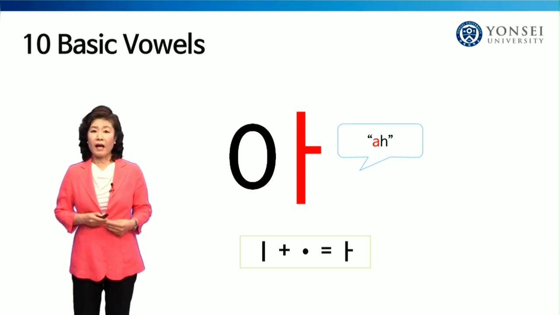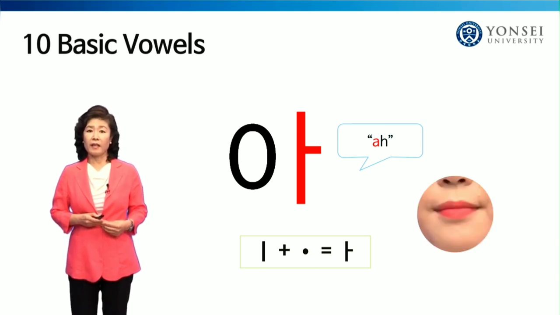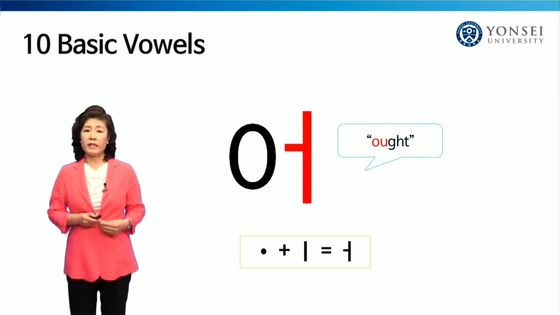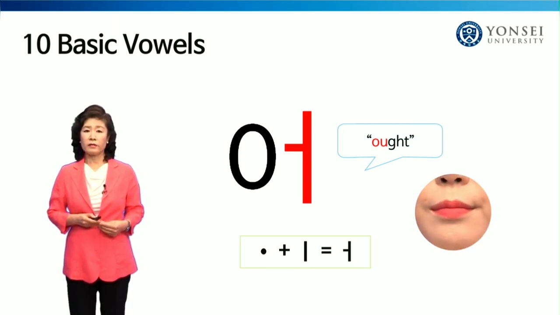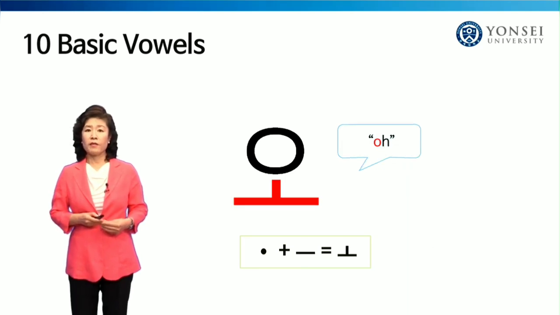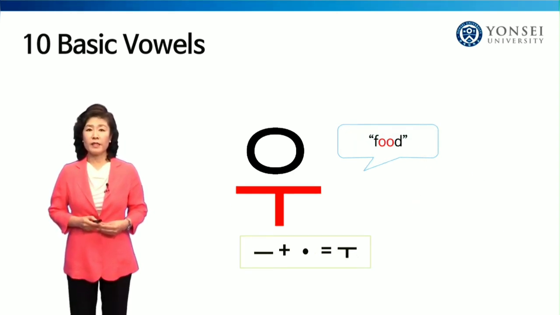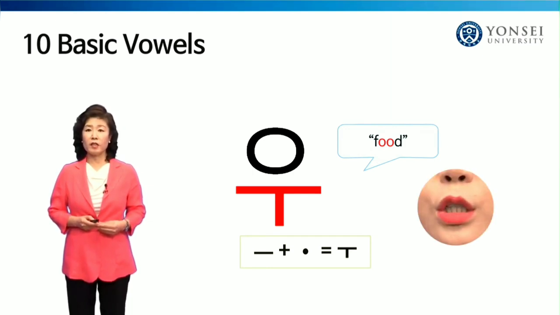First, ㅏ sounds like the A in father. ㅓ is the OU sound as in odd. ㅗ has a very pure O sound. ㅜ is the double O sound as in food.